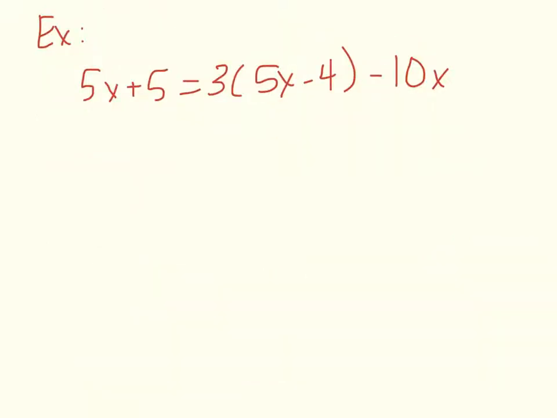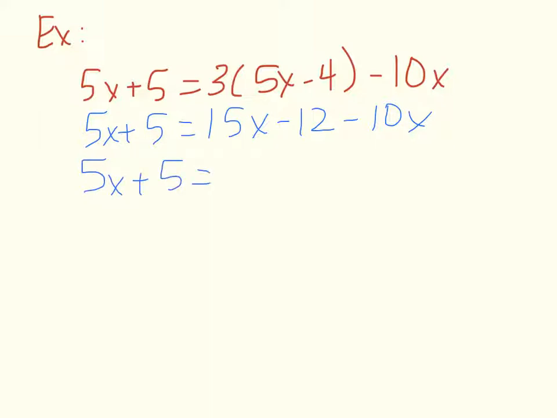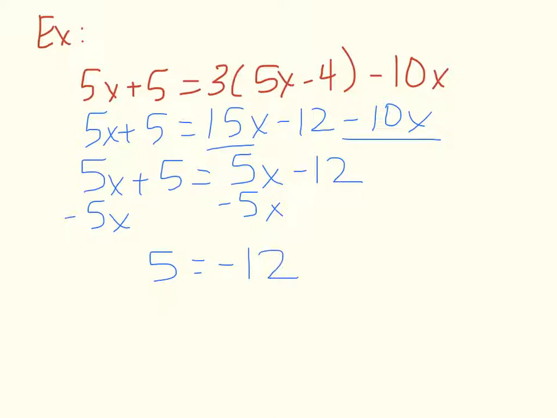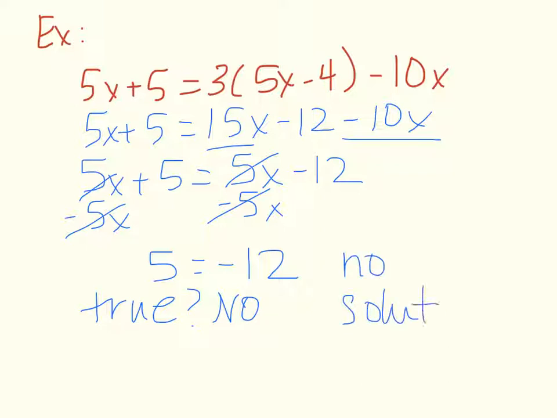An example. Okay, get rid of my parentheses. So 5x plus 5 equals 15x minus 12 minus 10x. Combine like terms. There's none over here, but over here I have 15x and negative 10x. That gives me 5x minus 12. I'm going to move my x's, but they're both the same, so it doesn't matter. I'm going to subtract 5x and subtract 5x. That leaves me with 5 equals negative 12. My variables all canceled. So I ask myself, is this true? Well, 5 equals negative 12? No. So what I say is there is no solution to this equation.